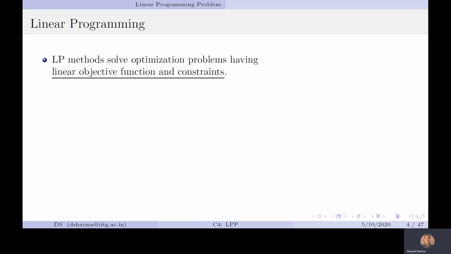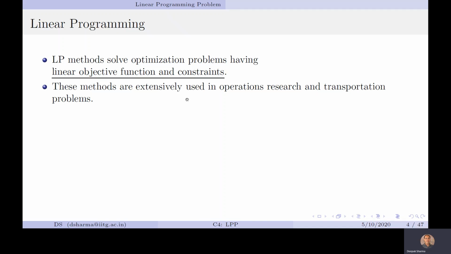Now, LP methods solve optimization problems having linear objective function and constraints. So when we talk about linear programming, the formulation, basically the objective function and constraints, all of them are linear equations. Such kind of formulation of an optimization problem, that is LP, is extensively used in operations research and the transportation problem, where the objective function and constraints are linear.